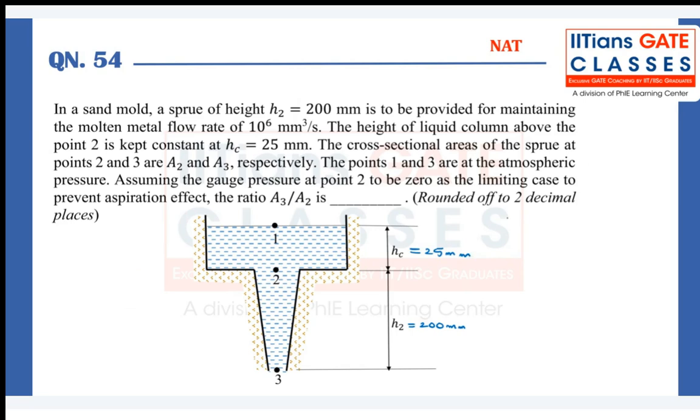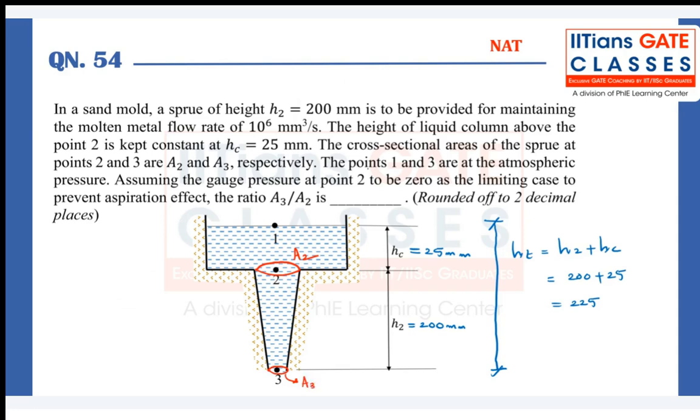Now here total height, sprue height plus HT, is equal to sprue height H2 plus HC, such that I can write it is 200 plus 25, which is 225. Clear everybody? Hope you understand. Now the cross sectional area at the sprue point 2 is going to be A2, and the cross sectional area at point 3 we consider as A3.